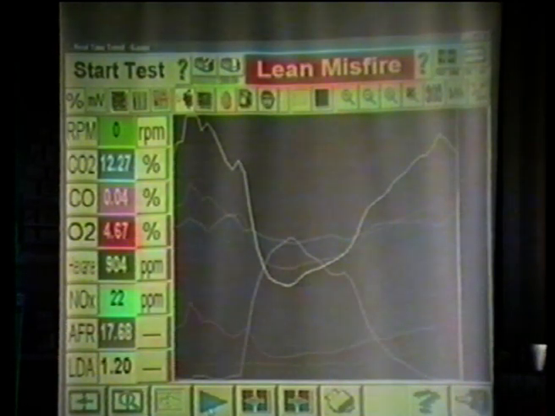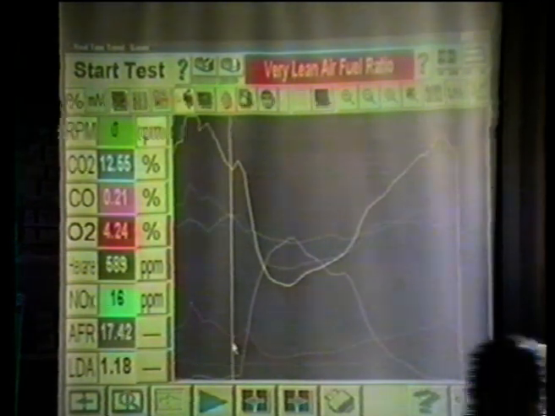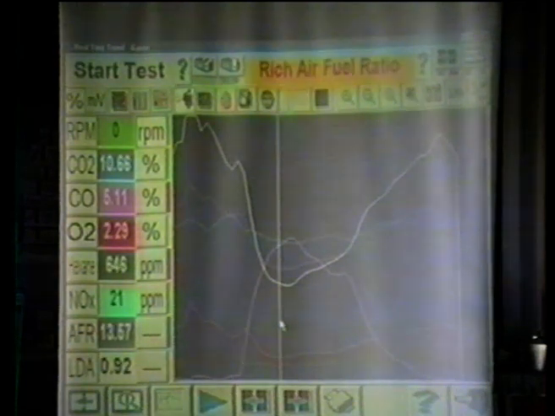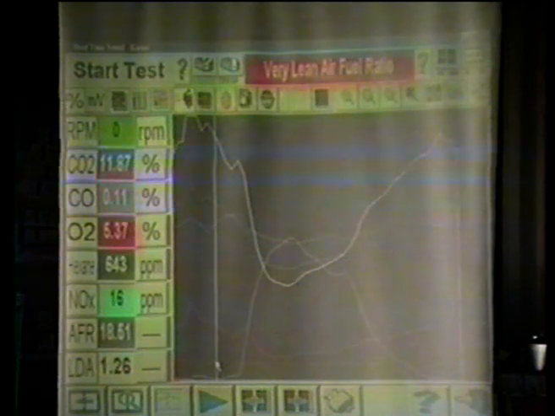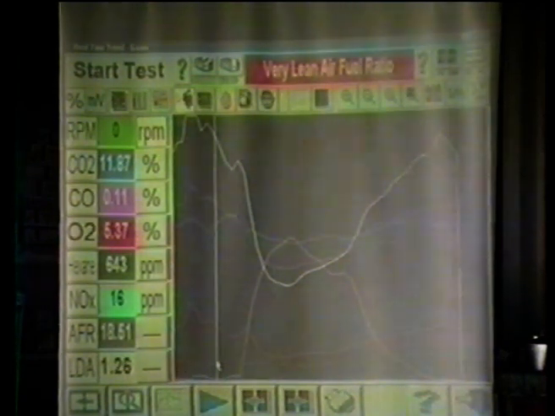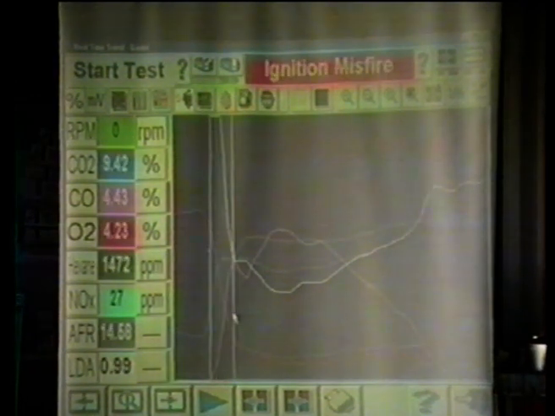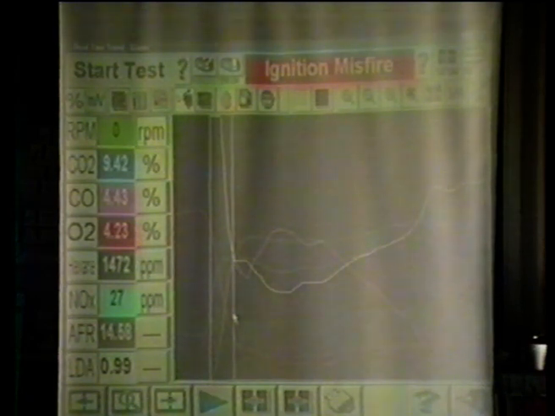See, the thing is, even during measuring, it's very clear to see here that in the rich mix you have a high CO, in the lean mix you have a very low CO, and yet during start, when the mixture is perfect, we still have high CO. CO is not an indication of a rich or lean mixture, it's an indication of combustion.